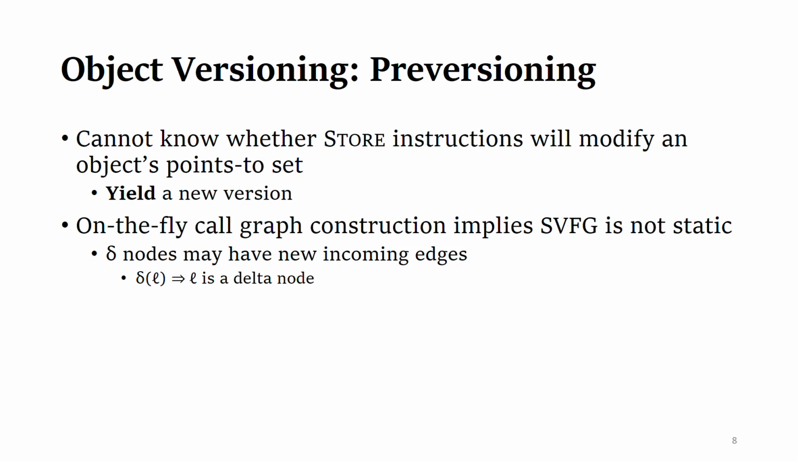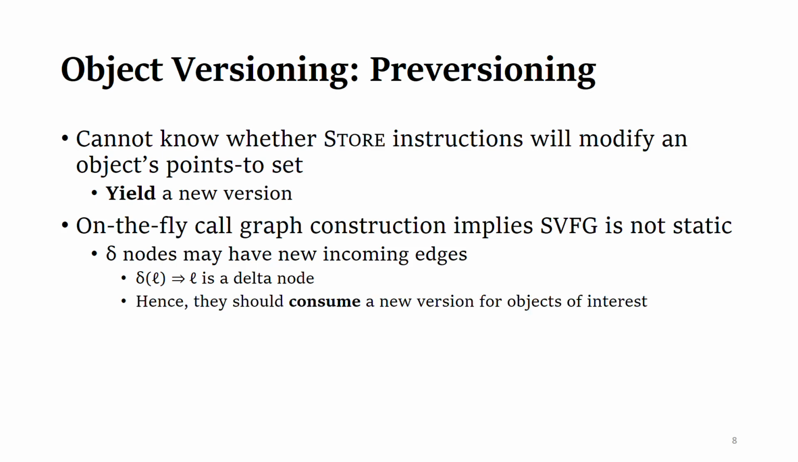Since we don't know where objects flow from until analysis time and we want to perform versioning before then, we say delta nodes consume a new or preset version for objects of interest. Otherwise, at this stage, all other nodes would be given the identity version to yield and consume for each object. Overall, these rules give us a sound basis for versioning, but an imprecise one, since we lack analysis time information. We shall see in the evaluation that our versioning is still sufficient.